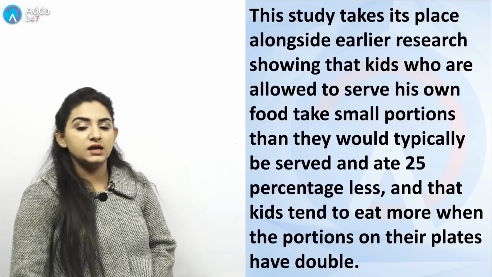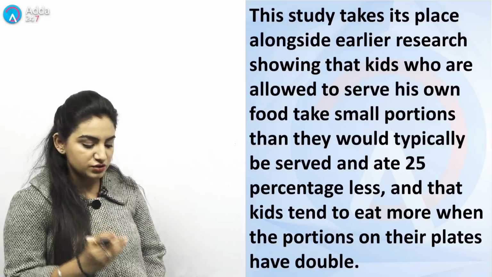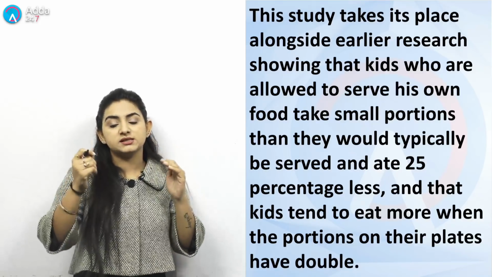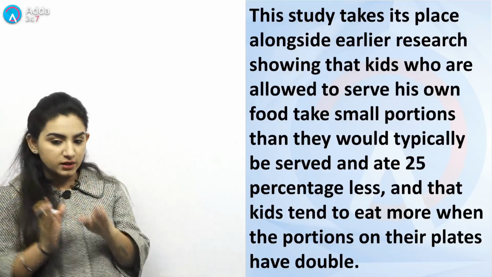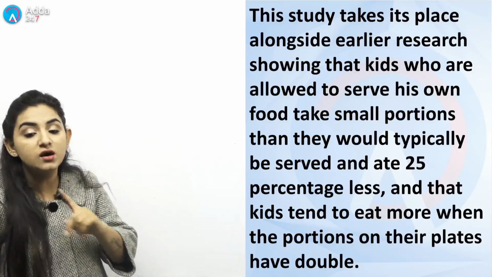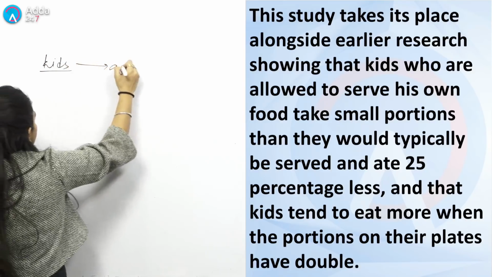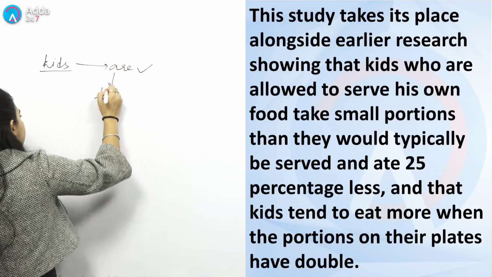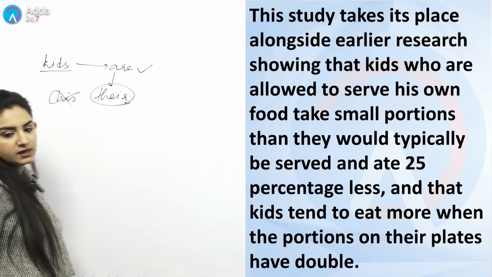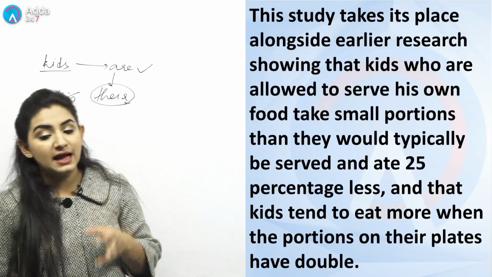चलो. This study takes its place alongside earlier research. मतलब पहले जो रिसर्च हुई थी उसी तरह से कुछ ये स्टडी भी हुई है. This study takes its place alongside earlier research showing that kids who are allowed to serve his food, now you're talking about kids, right? So kids के साथ आपने R लगाया है, which is absolutely correct, but यहाँ पर there भी लगना चाहिए, which should be correct, not his, है ना? वो his नहीं लगाएंगे. Their own food take small portions than they.